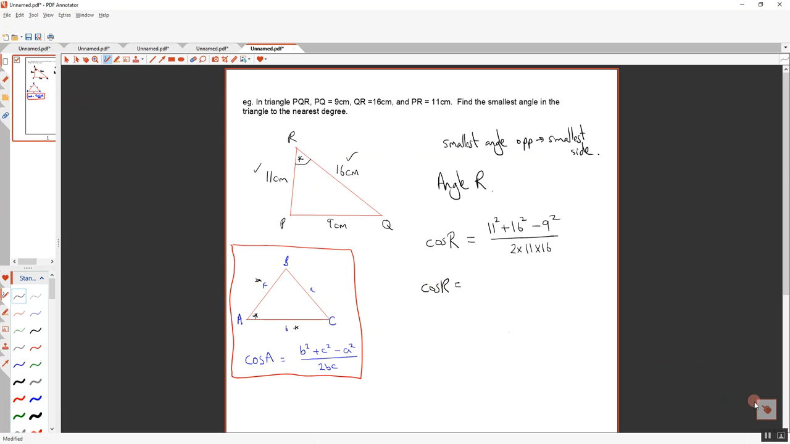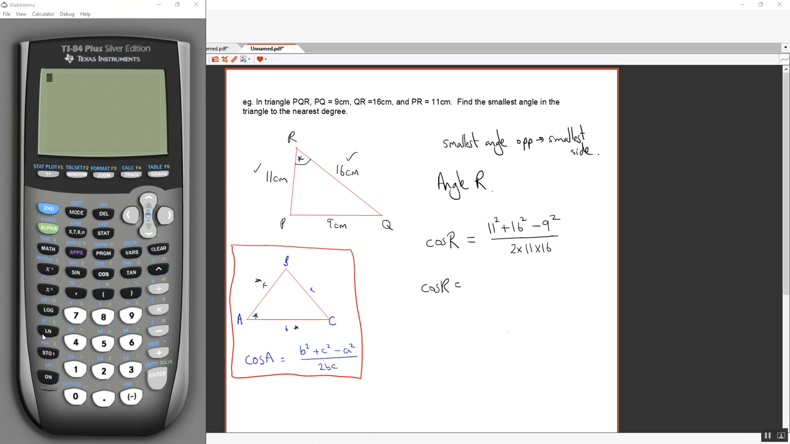So I'll bring up my calculator. In order to put this in, we're going to be careful, okay, because if I do the following, 11 squared plus 16 squared, oops, that's not plus, minus 9 squared, and if I just divide like that, I am not going to get the correct answer because I'm only dividing the 9 squared. I need to divide the whole top line.